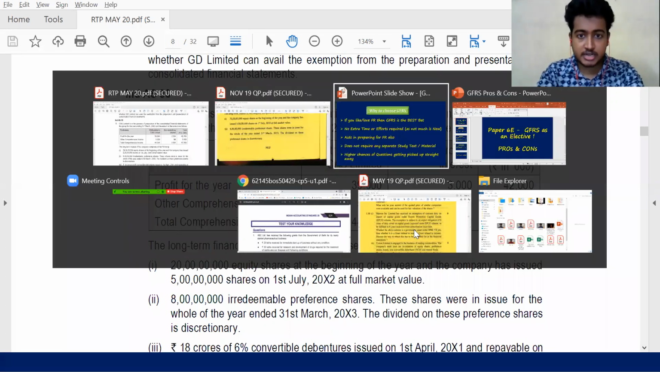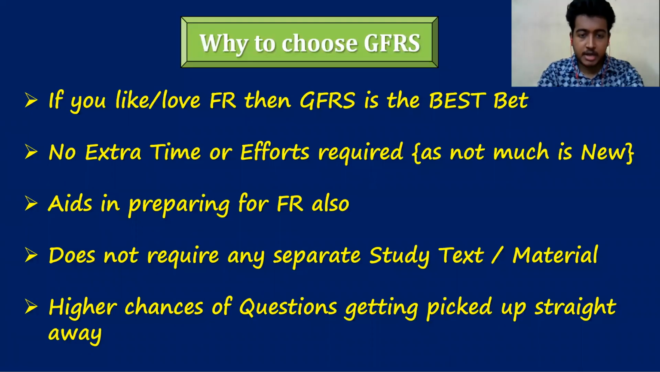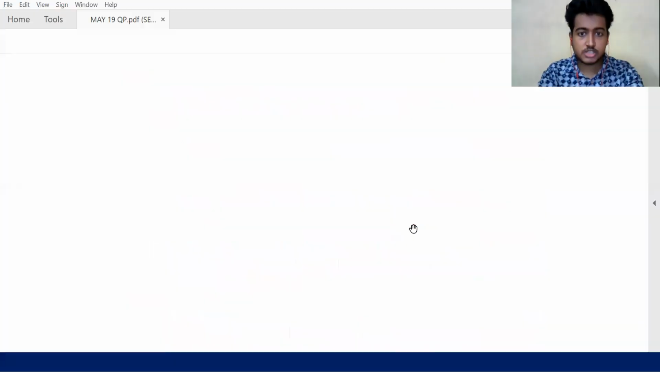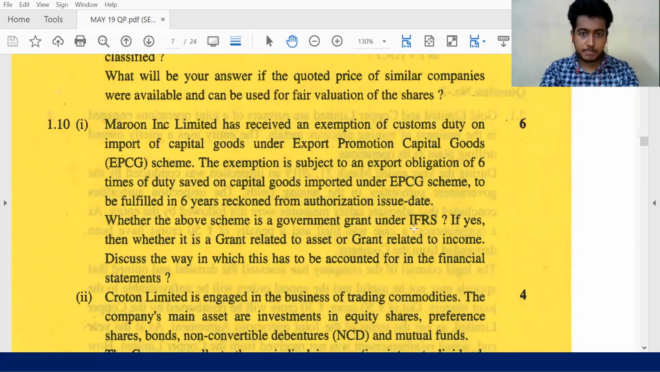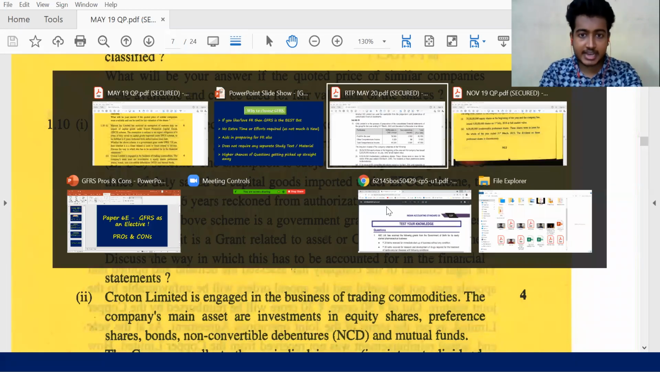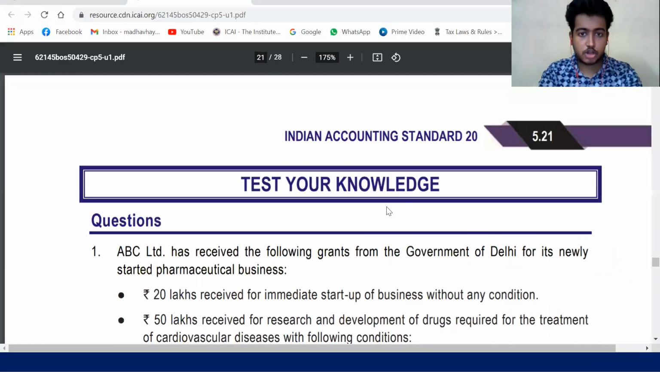And the other thing that I mentioned, that questions get straight away picked up. By that I meant to say this. So this is your May 19 GFRS question paper. In this, if you can see this question out here, this one talks about government grants. So this is about a government grant and whether it's related to an asset or related to an income, or how we're supposed to present it, all about Ind AS 20. Ind AS 20 is the same as your IAS 20 when it comes to your IFRS. So it talks about export promotion of capital goods scheme. This question is exactly available in your test your knowledge section of Ind AS 20 in your FR study material.